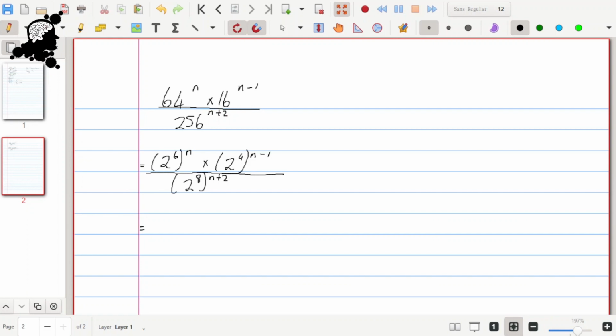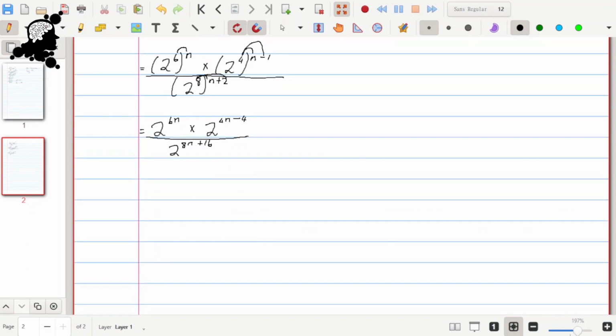And the next step, what do we do? I need to multiply out the exponents here. So this is going to give me 2 to the power 6n, multiply by 2 to the power 4 times n, which gives 2 to the power 4n. Then 4 times minus 1 gives minus 4. Divided by 2 to the power 8 times n, this is 2 to the power 8n. Then 8 times 2 gives positive 16.